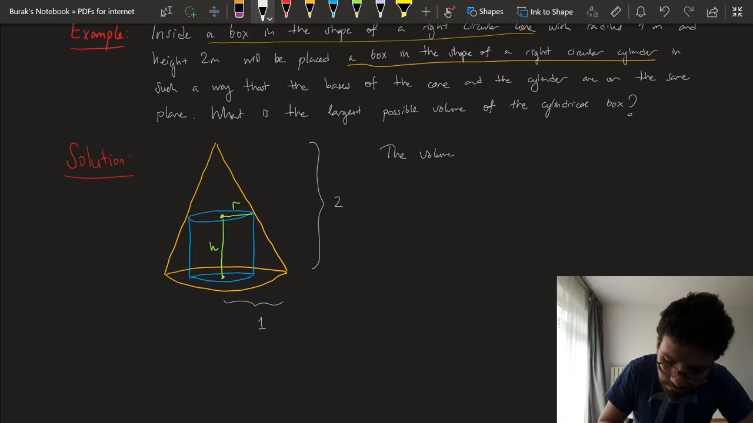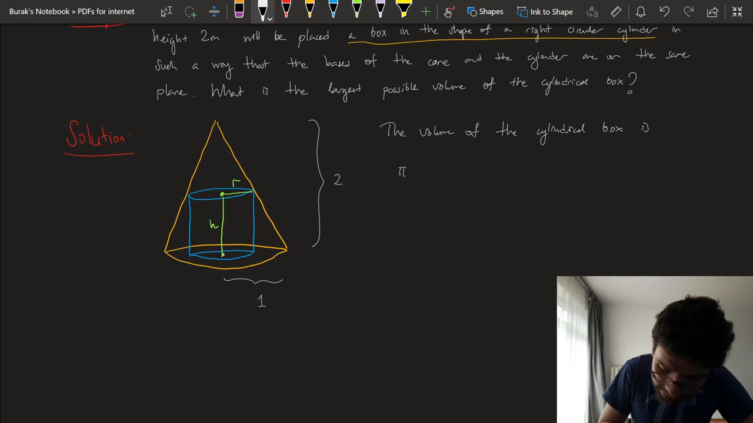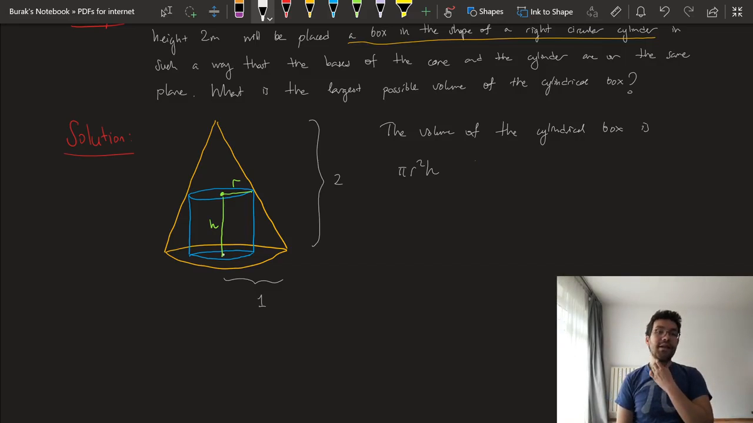The volume of the cylindrical box is pi r squared h. That's the volume formula for the cylinder. Now I want to find the largest possible volume, which means that I want to maximize this function. There is a problem. In this function, I see two variables, r and h.